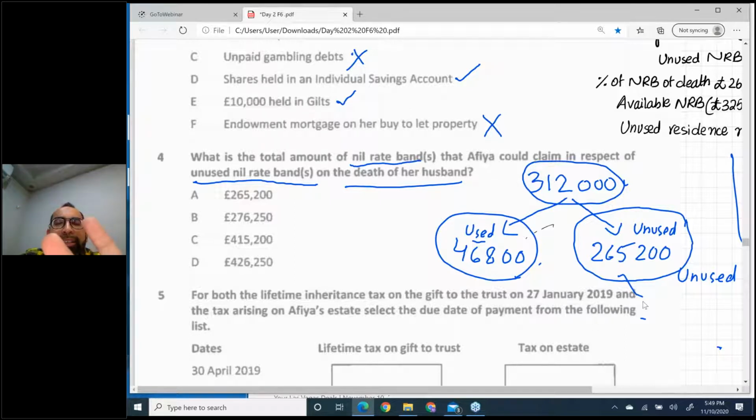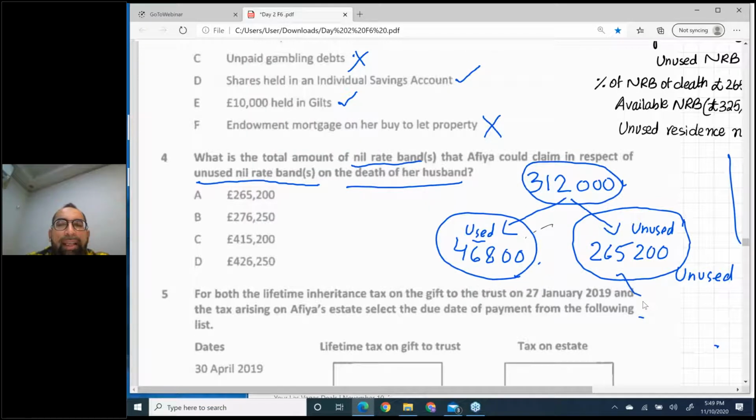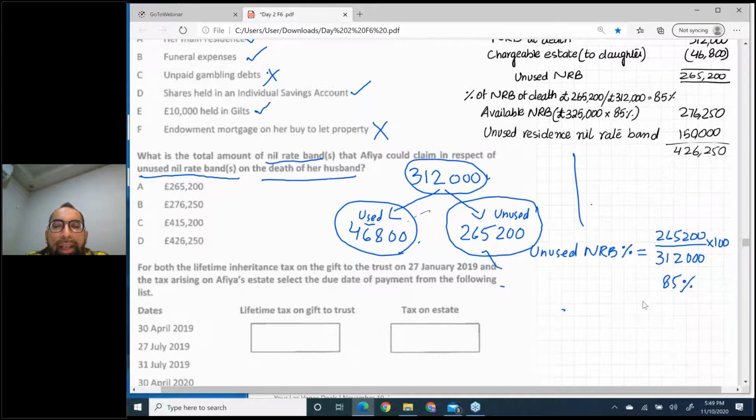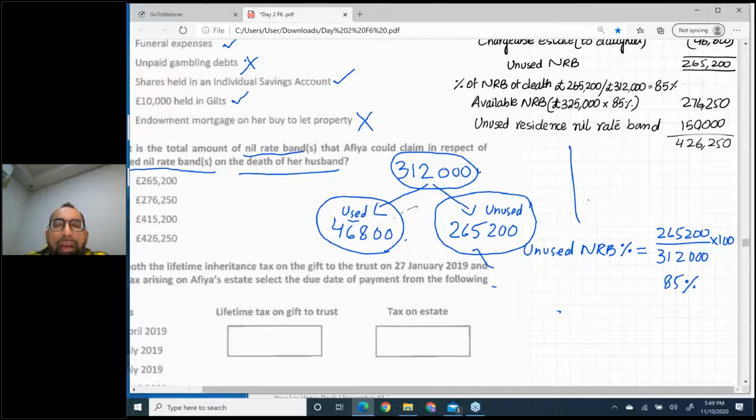Okay, now let's calculate the unused percentage. Look here. Total NRB at that time was 312,000, out of which 265,200 was unused. Multiply by 100. This percentage is 85%.